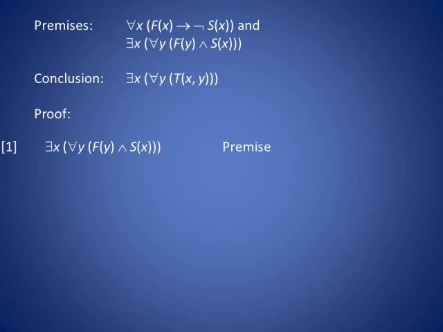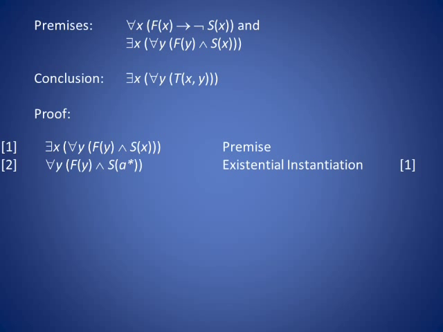On line 1, we place our second premise. There exists an x such that for all y, f of y and s of x. On line 2, we existentially instantiate line 1 with x being replaced by a star. This results in for all y, f of y and s of a star. On line 3, we universally instantiate line 2 with y being replaced by the same a star. This results in f of a star and s of a star.